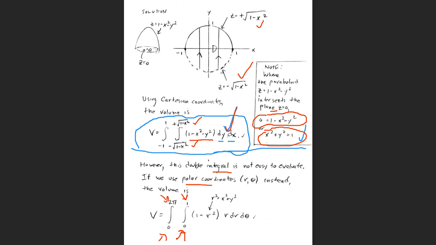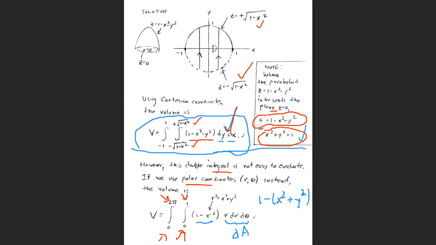Those are your limits. The 1 minus x squared minus y squared, remember, is like 1 minus the quantity x squared plus y squared. And so you get 1 minus r squared for your integrand. And then the dA is r dr d theta.